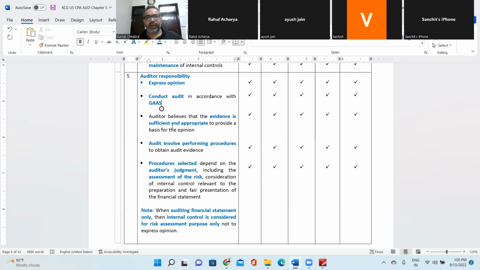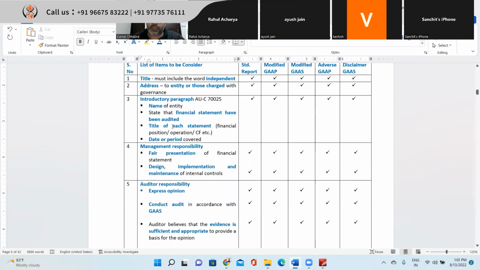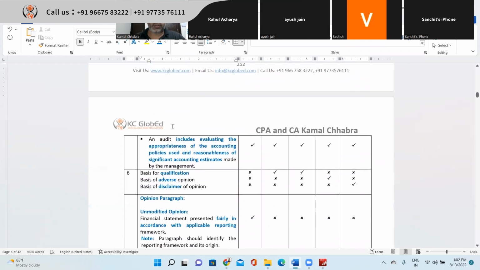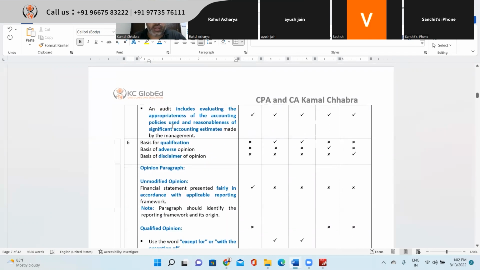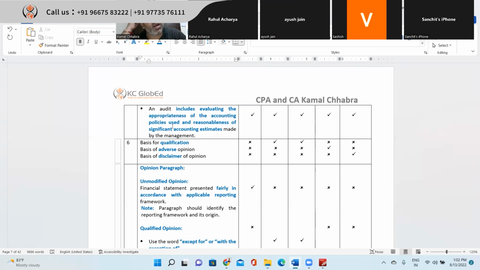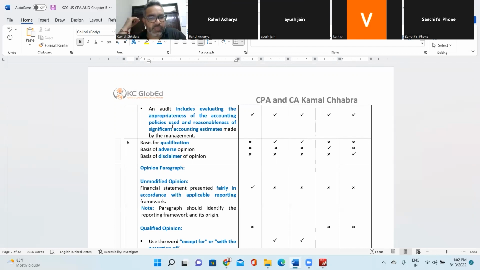Yes, sir. Right. So these 5 things are mandatory parts of any report of the non-issuer: title, address, introduction, management responsibility, and auditor responsibility. The last thing is that an audit includes evaluating the appropriateness of accounting policies used and reasonableness of significant accounting estimates made by the management. The auditor is also required to confirm this in the auditor responsibility paragraph. These all statements you'll be making as a part of auditor responsibility, right?